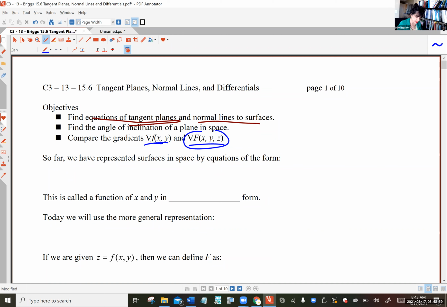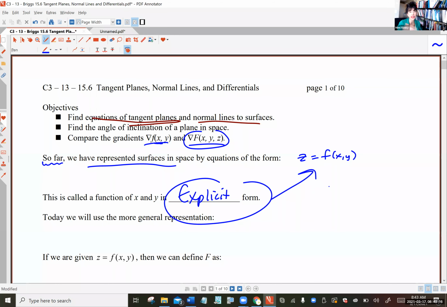Okay, first up, what do we know so far? So far, we've represented surfaces in space by equations of the form z equals f(x,y). This is known as explicit form, where you get z on one side and all the x's and y's and constants on the other side. But we're going to look at a more general representation today. The more general representation that we're going to look at is a function of 3 variables.